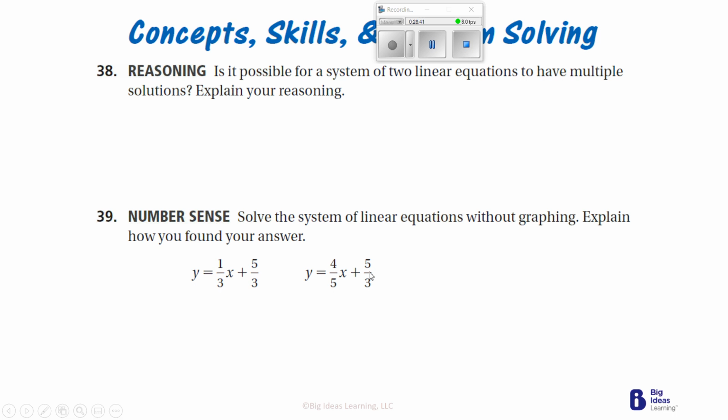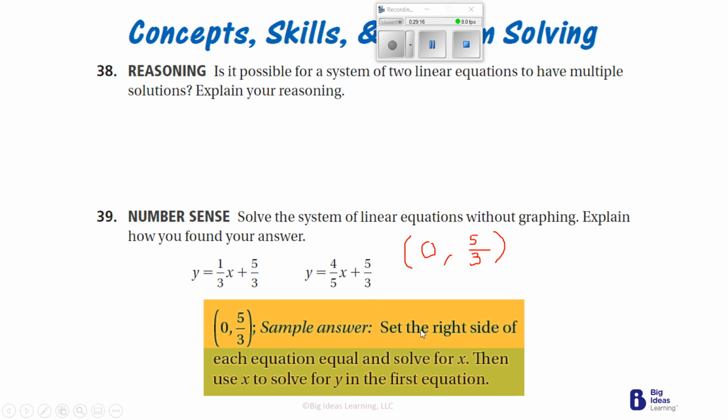Okay, which means, let's see, if I'm solving this, okay, remember this is my starting point, so I'm going to put 5 and 3 here, because both of them are going to meet at 5 and 3, right? And I could also say, because I know that's the starting point, that 0 has to be x, right? Because that's where it crosses y. So I'm going to go with 0 and 5 over 3 and see how that does. Set the right side of each equation equal to solve for x, and then use x to solve for y in the first equation.